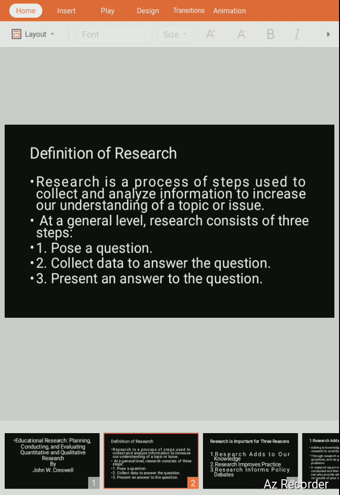At a general level, research consists of 3 steps. First of all, you need to pose a question. Why is it happening like this? And now, to answer this question, you will collect data from different sources, and after collecting data from different sources, your question becomes more clear. And after your question becomes more clear, you can have an answer to your question by analyzing the collected data.